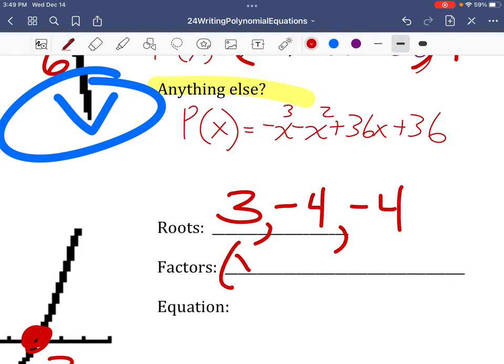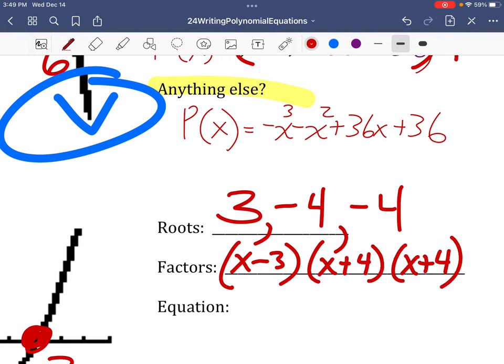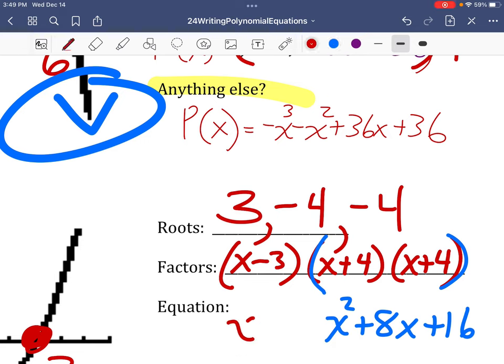Are you writing the factors that go with each of these? X minus 3. Not x plus 3, but x minus 3. X plus 4 and x plus 4. Kind of looks like a problem that we did on the front of the paper. It probably would make sense to multiply those x plus 4s first. So we get x squared, 8x, and 16.